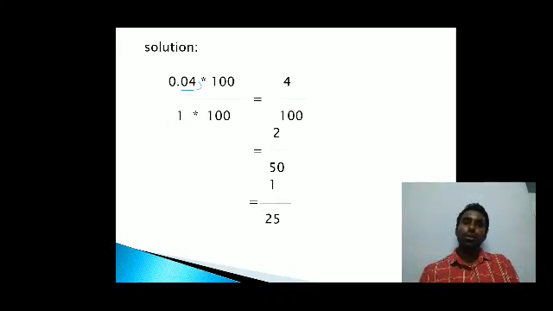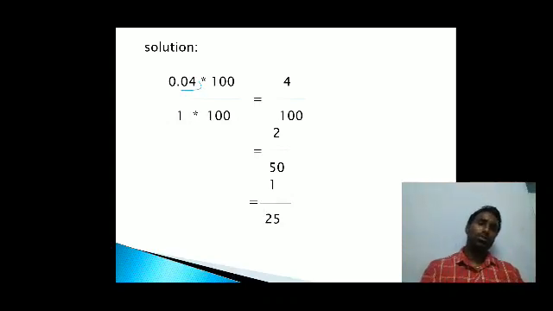So 0.04 into 100: for 2 zeros, the decimal point will go from left to right. For 10 it will go one place, 0.4; next to 10 it will come 4.0, so that means 4. For 100, it will move 2 times. That is why I marked that arc. 0.04 into 100 means the decimal point is moving 2 digits.